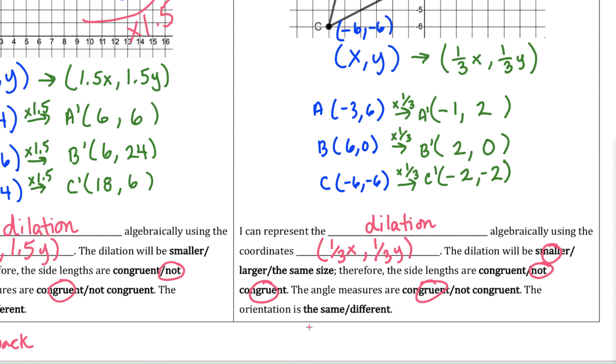And the orientation, so remember, orientation is whether we're looking at the front or the back. We are still looking at the front. The only time where we're not going to be looking at the front is if we flip the shape, but we didn't flip the shape, okay? So the orientation is the same. Awesome. So that's it. Thank you.